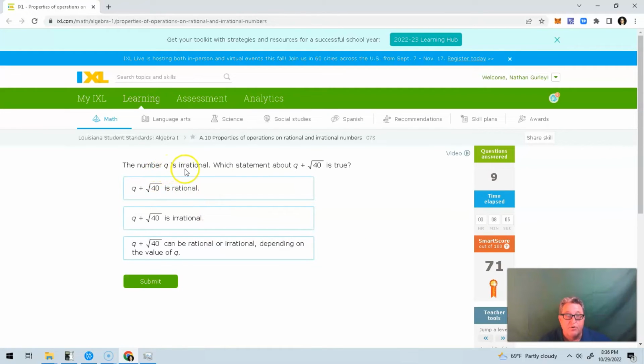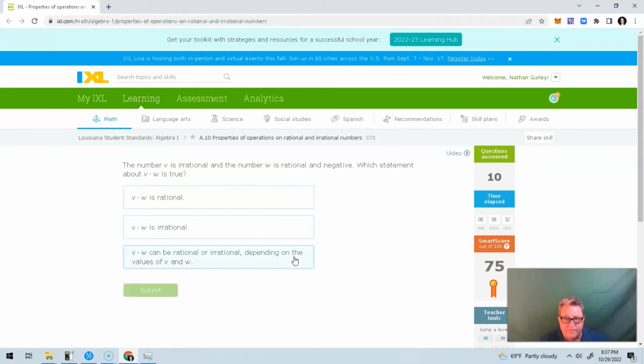The number q is irrational. Which statement about q plus the square root of 40 is true? Square root of 40 is not a perfect square. It's like 5 times 8 is 40, 5 is prime. I'm going to say if q is negative square root of 40, which would be irrational, then it would be 0. So it'd have to depend on the value of q.